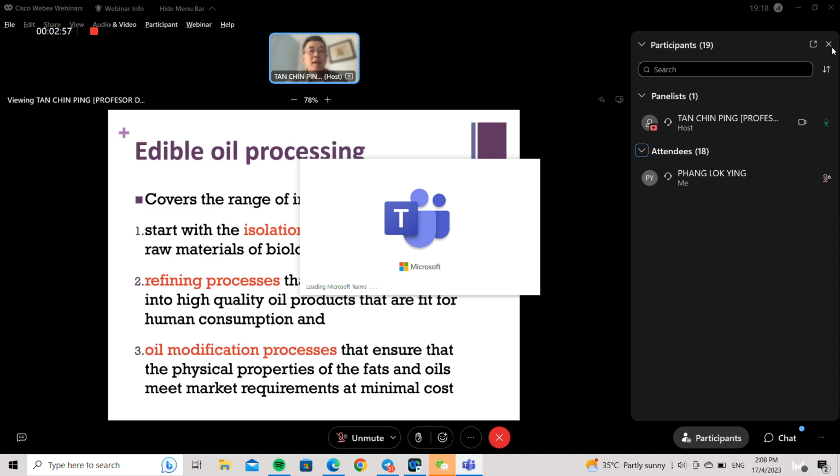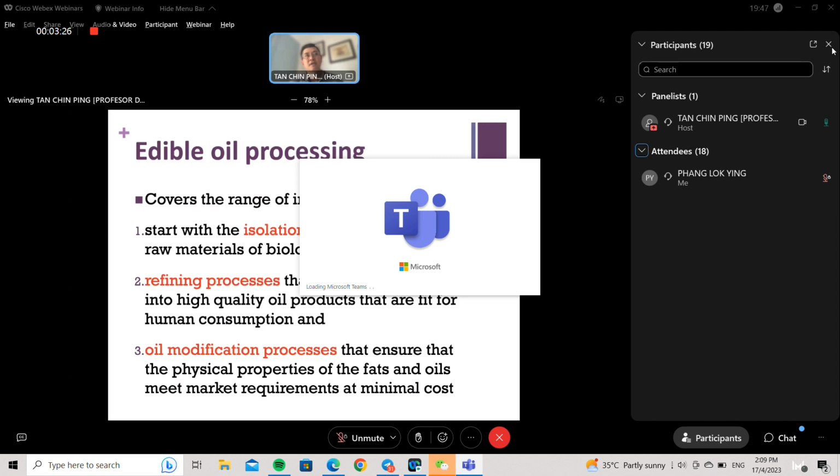Then we will go into the refining process, because upon isolations or extractions of oil products, they are not fit for human consumption generally, especially for plant-based products. So we will require some further processing, such as refining processes, in order to make them fit for human consumption.